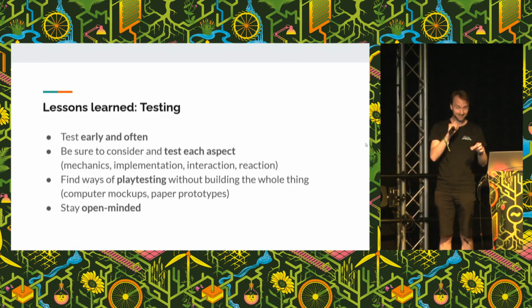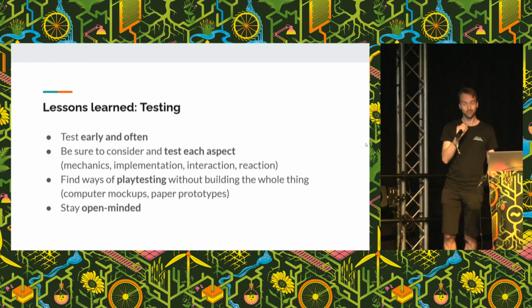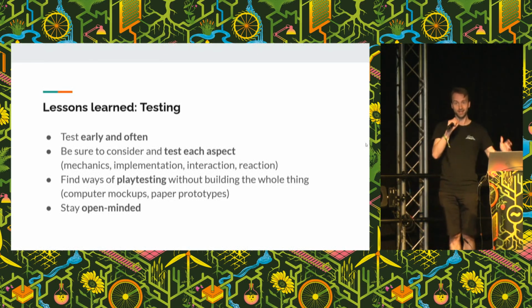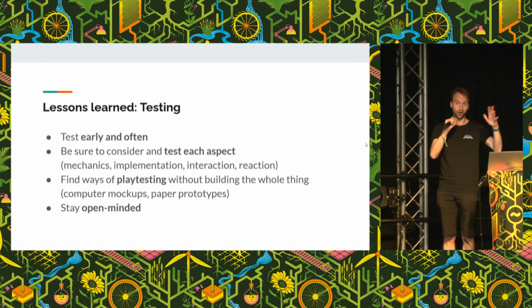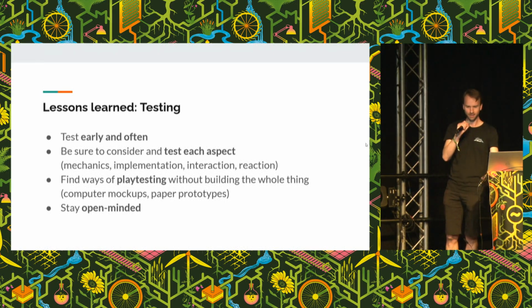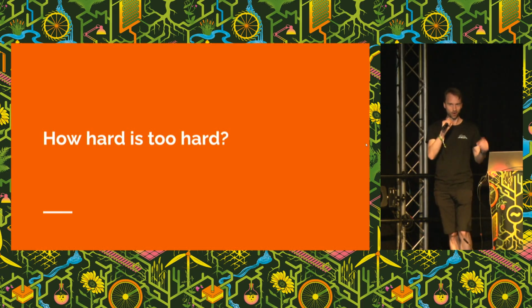Find ways of playtesting without having to build the whole thing, so using computer mock-ups or just really simple paper prototypes to let you get on to testing that interaction and reaction without having to build the full implementation first. And that makes it easier to throw away things that aren't going to work, because the most important thing is to stay open-minded, be prepared to throw away anything and everything and start over again. The guiding star through all of this should be the experience the player's going to have and how they enjoy it. And that brings us on to the question of how hard is too hard.